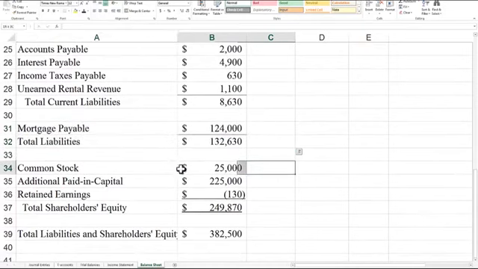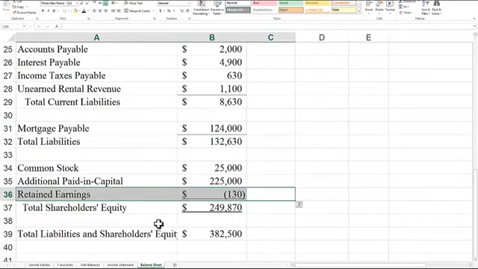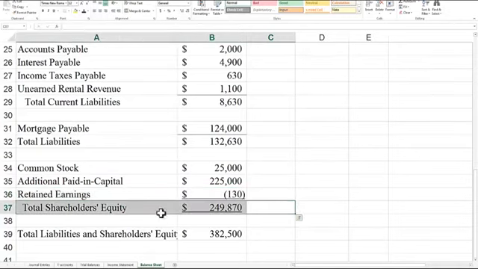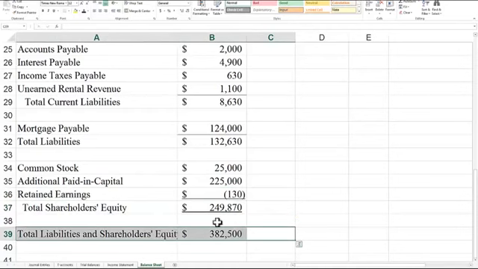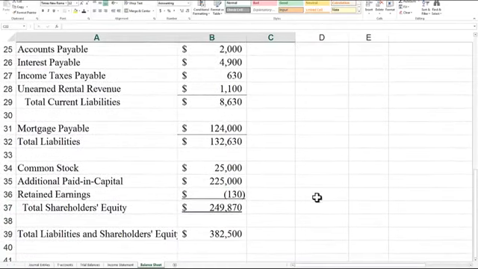For stockholders' equity, we have common stock and additional paid-in capital, and then retained earnings, which, I don't know, we may want to call accumulated deficit since it's negative, but I guess it's okay to call it retained earnings as well. Gives us total stockholders' equity, and then our total liabilities and stockholders' equity equals our total assets, and we're done with the balance sheet.